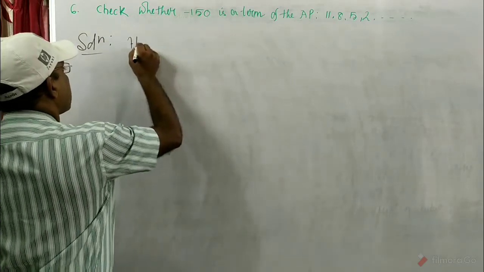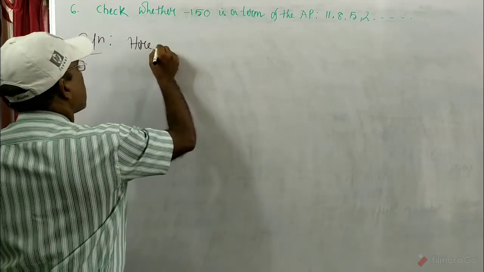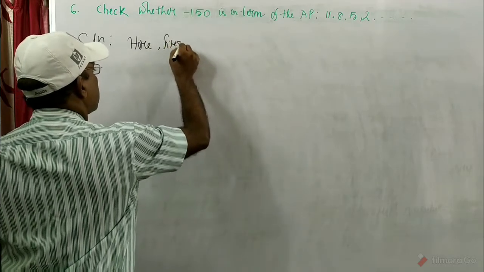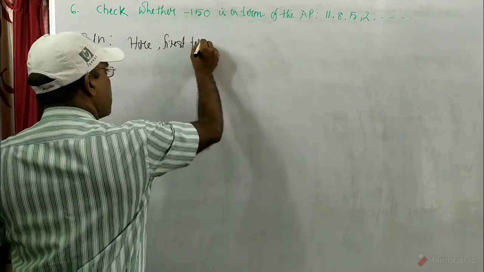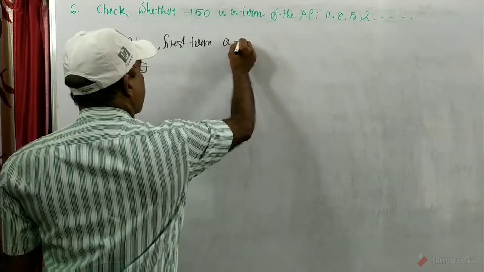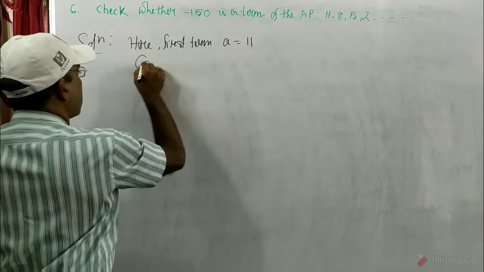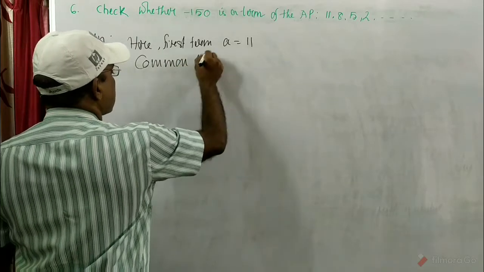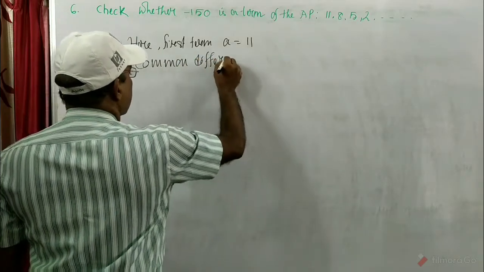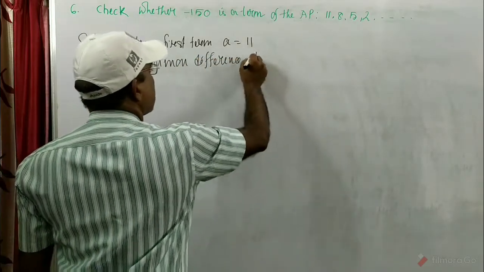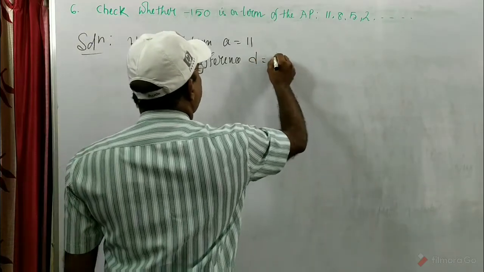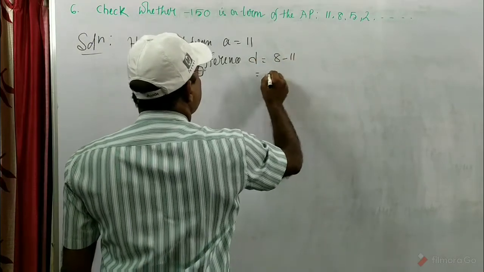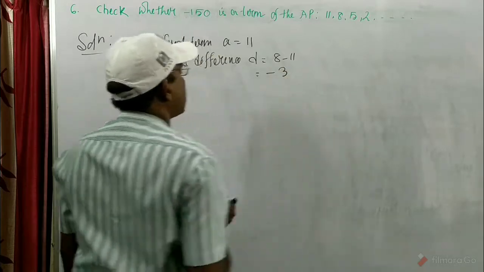So here the first term A equals 11, common difference D equals 8 minus 11, which is minus 3.